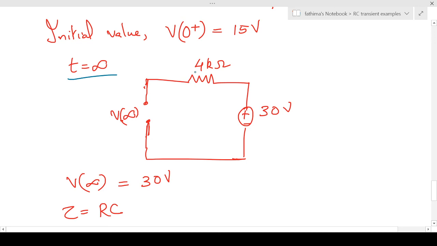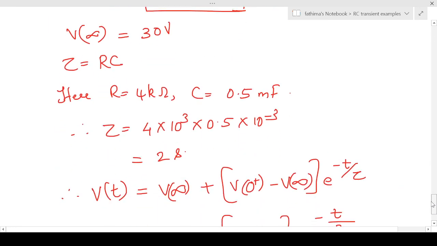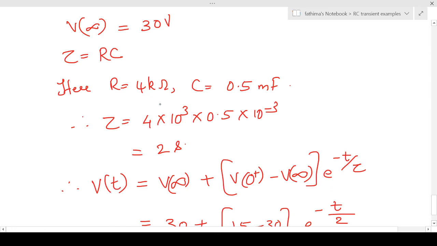So here there is only one resistance, so the equivalent resistance R is equal to 4 kilo ohm itself, and the value of C is nothing but 0.5 millifarad. That is the value of C over here. So we substitute those two in this expression and we'll get the value of the time constant as 2 seconds.